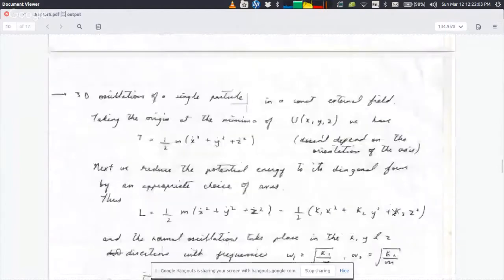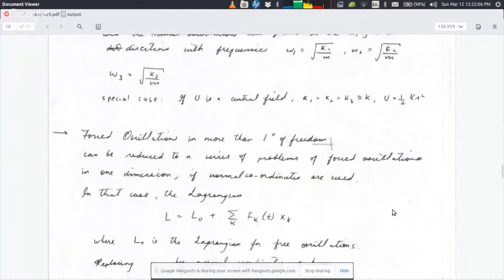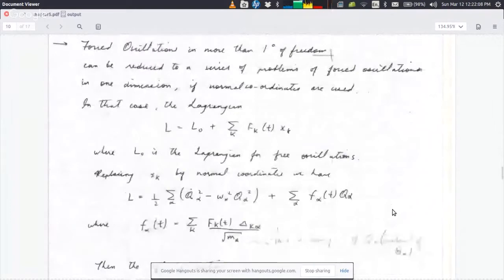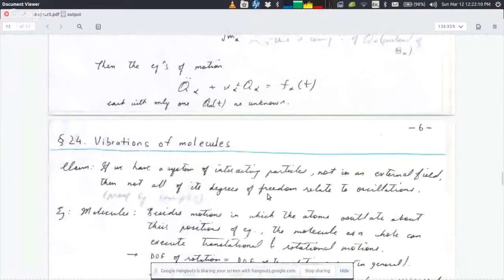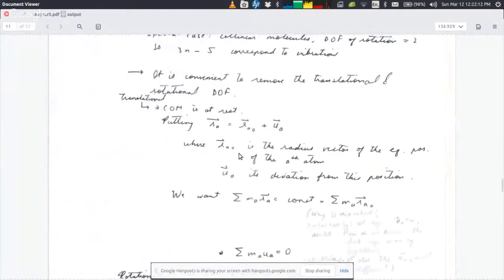And next time we look at some more interesting special cases and look at some forced oscillations and things of that variety, and then go on to vibrations of molecules, which is also quite interesting.